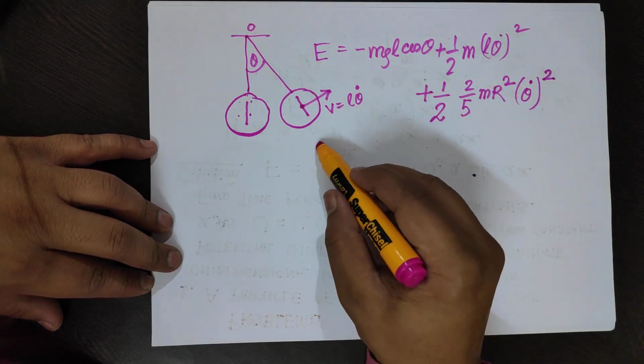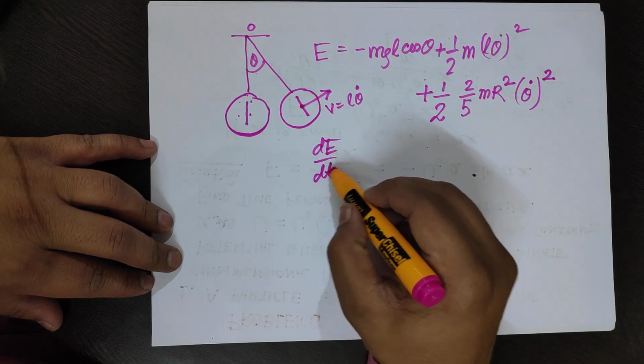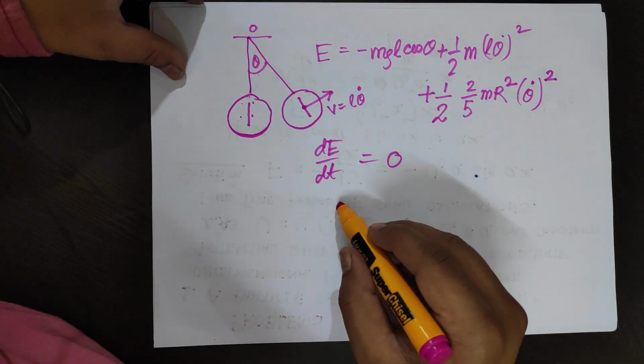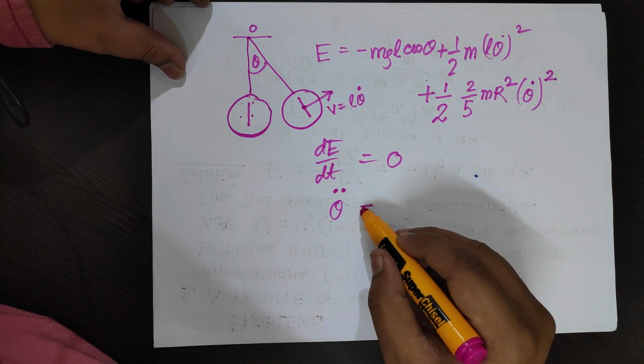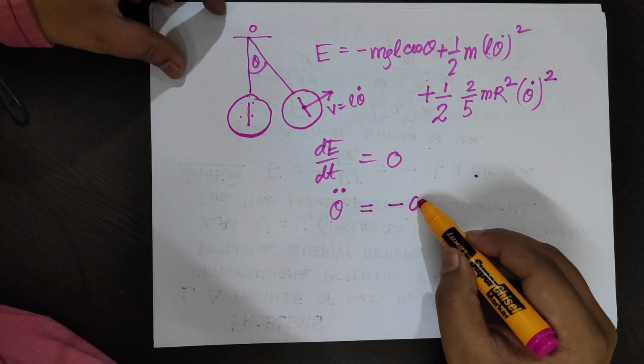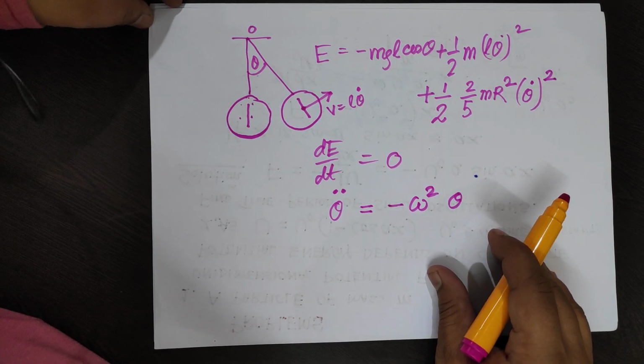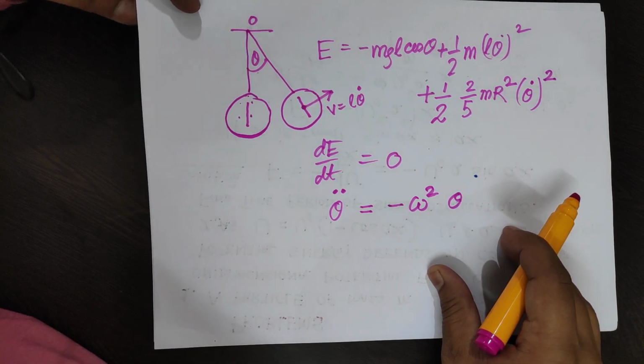So in this way, if you do d by dt equal to 0, you can find out the time period. You'll get such a term, theta double dot is minus omega square into theta. You can calculate it easily. So we'll move on to the next problem.